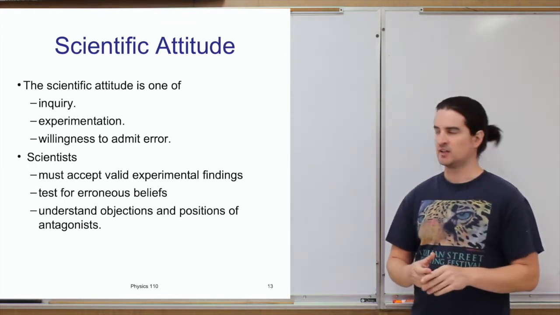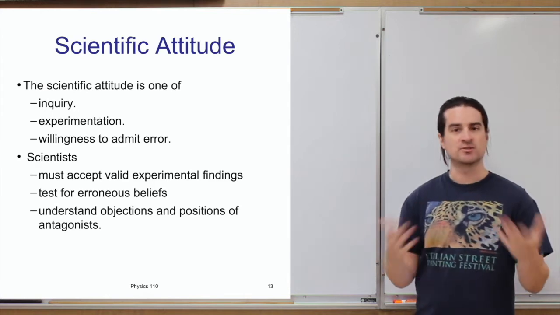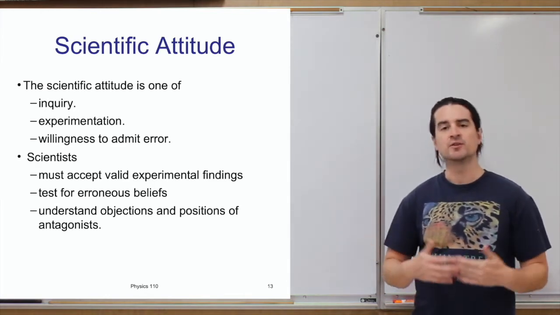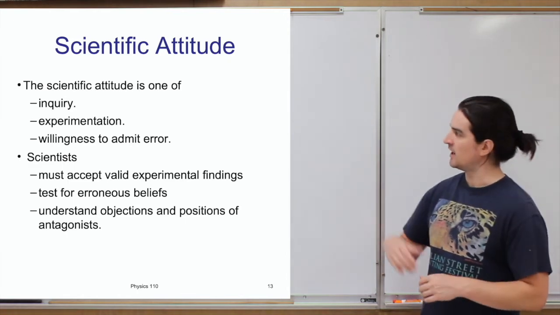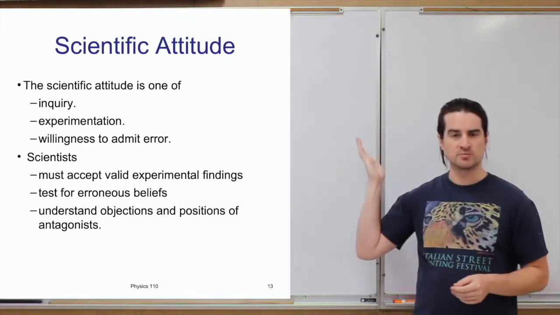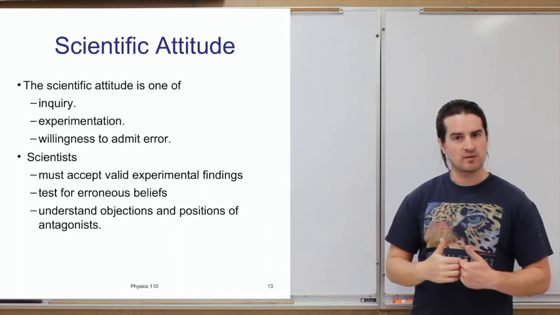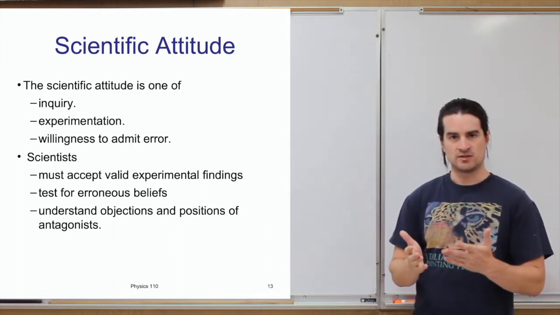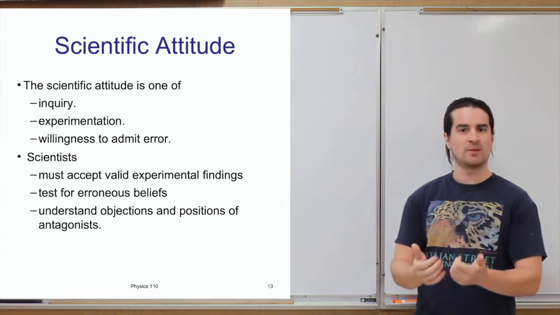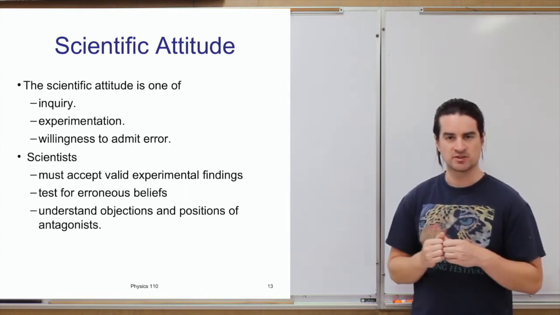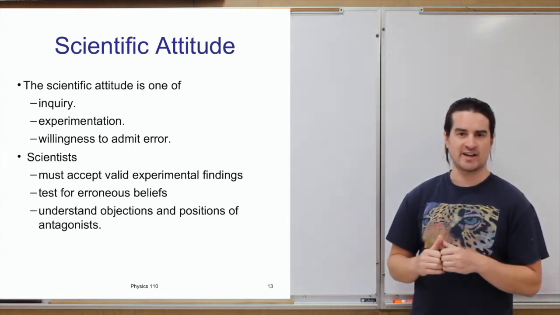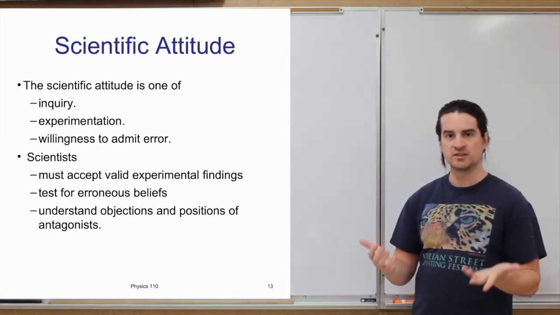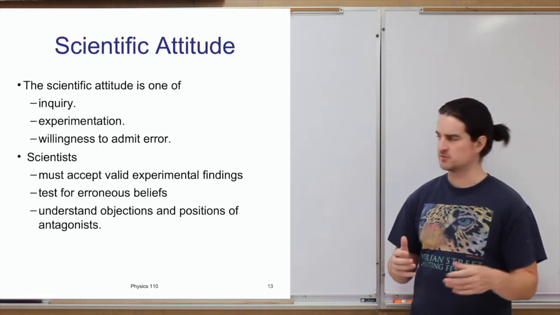Experimentation. They are not satisfied with just guessing why the thing is the way it is, or thinking that they're right. They have to go and test if they're right or not. And very importantly, a willingness to admit error. If you think you're right about something and you make a test of that guess, and the data comes back or your observation contradicts what you originally thought, you need to be willing to admit that and to change your thinking, to think about it in a different way, or to accept that it's different.